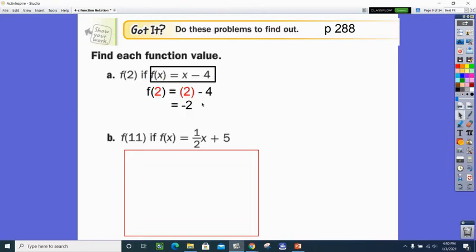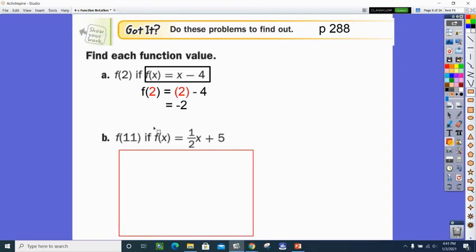Okay, so did you replace the x with 2? 2 minus 4 is negative 2. So the answer here is negative 2. So the function of 2 equals negative 2. 2 went in, negative 2 came out. Okay, how about if you do the same thing down here?